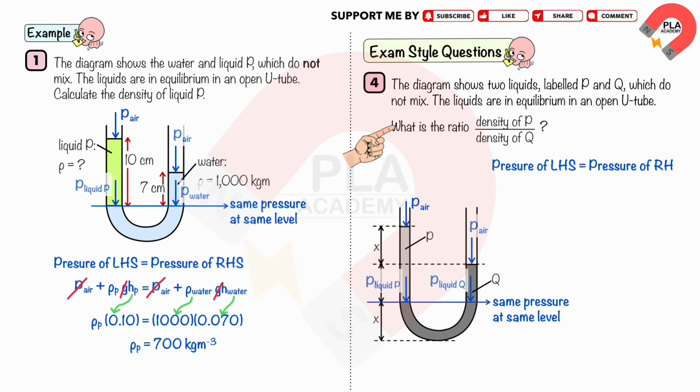So, the total pressure on the left-hand side equals the total pressure on the right-hand side. Air pressure and gravity g cancel out for both sides, like this. We rearrange the equation, like this. Substituting the depth of liquid Q, hQ, equals x and the depth of liquid P, hP, equals 2x, we solve the ratio of the density of P to the density of Q equals 1 to 2.